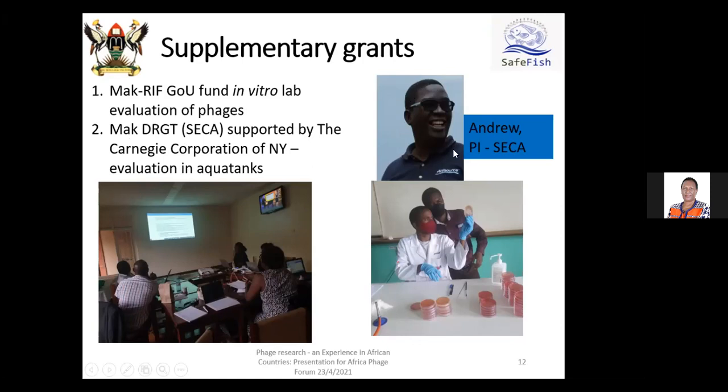And the PI whom we brought on board is Dr. Andrew Tamale. And below here, the one with the black mask is his student. And the one with the maroon mask has been an undergraduate student who has worked on phages, and he's taking him through the steps of phage isolation before he starts work in the aqua tanks.